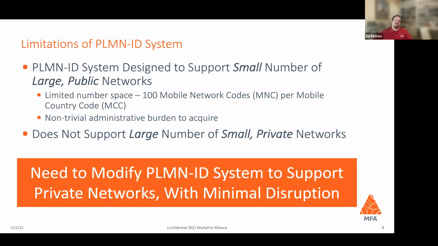It's 6 digits long. If it's a 2-digit mobile network code, you only have 100 networks per country code. And if you're having lots and lots of private networks, the system just won't work because there aren't enough numbers available. And in a lot of jurisdictions, they've imposed some pretty significant administrative burdens on getting your own PLMN ID. So like in the United States, a spectrum license is required for them to assign you a PLMN ID, or at least that's what they try and enforce. So the system of PLMN IDs just doesn't really work in the context of small private networks. And so we need to modify the system somehow to support lots of small networks with minimal disruption.